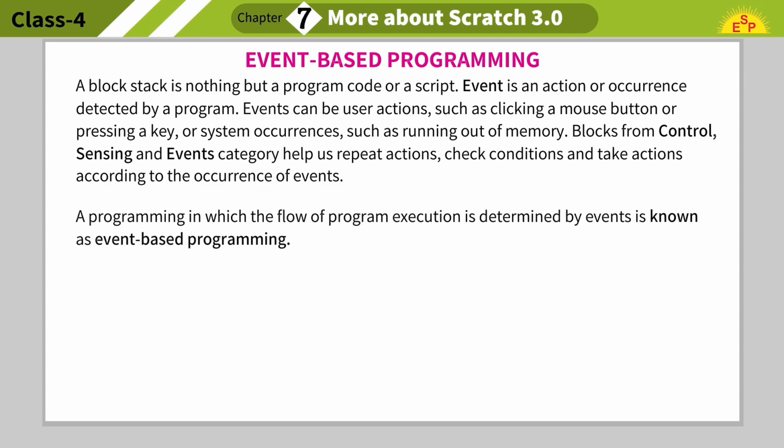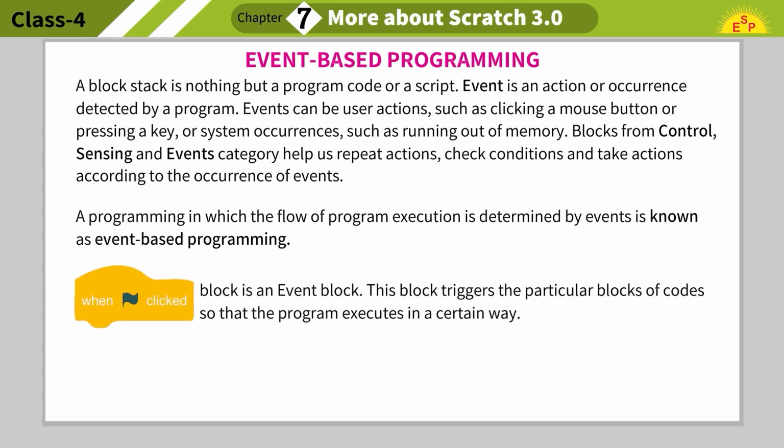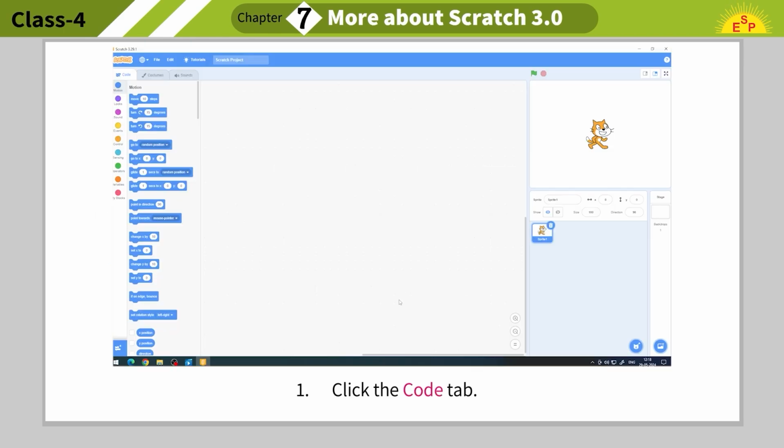A programming in which the flow of program execution is determined by events is known as event-based programming. When Clicked block is an event block. This block triggers the particular blocks of code so that the program executes in a certain way. Program sprite with arrow keys.